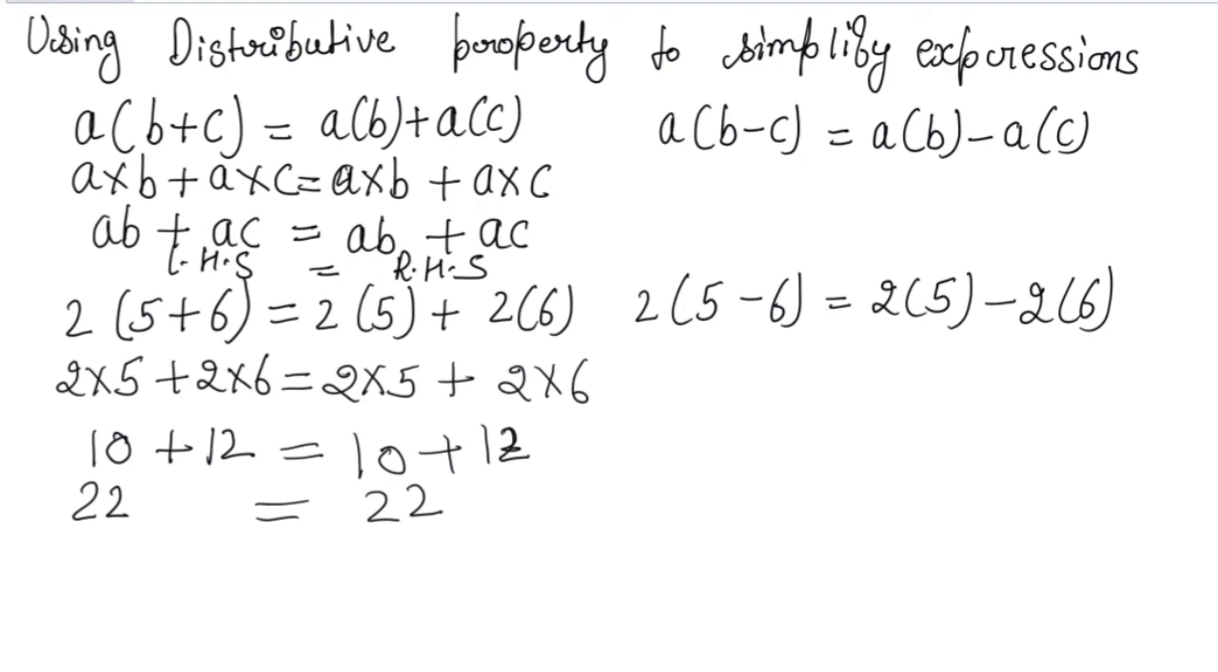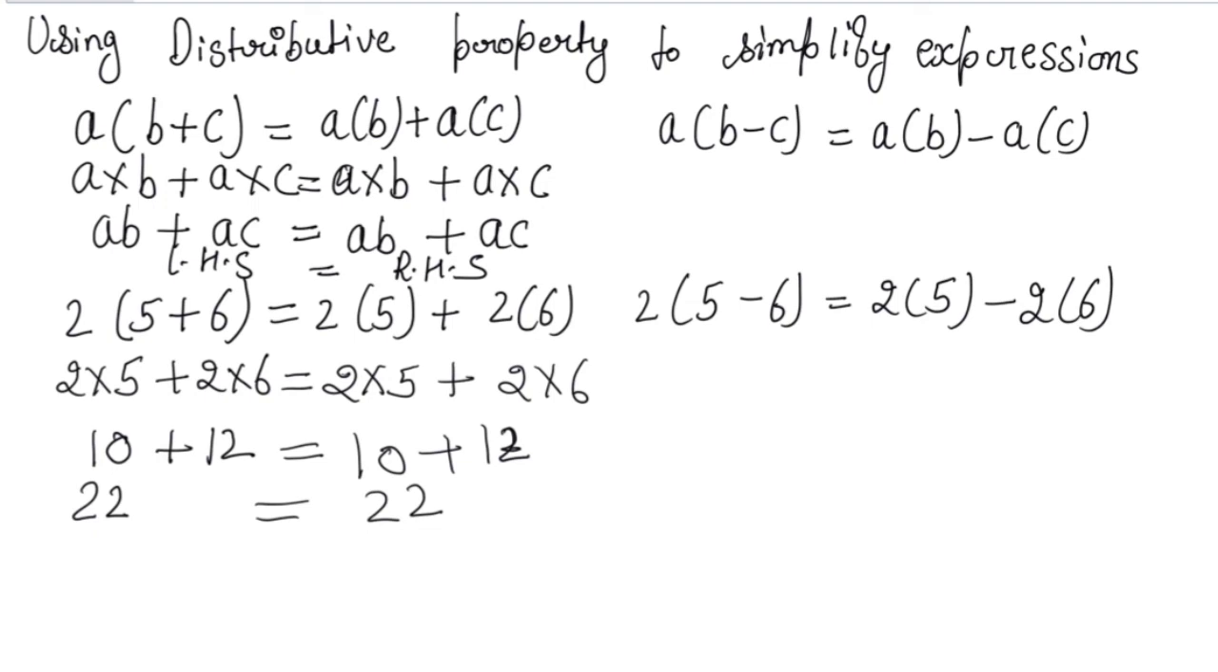So here on the other side, distributive property also works for subtraction as I told earlier. So here also A times (B minus C) is equal to A times B minus A times C, or A multiply B minus A multiply C. Let's just look at an example. So here 2 times (5 minus 6) is equal to 2 times 5 minus 2 times 6.